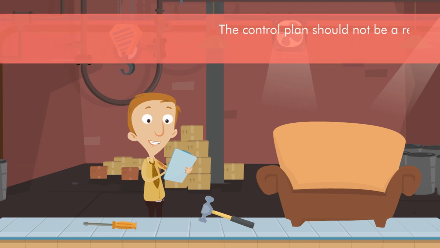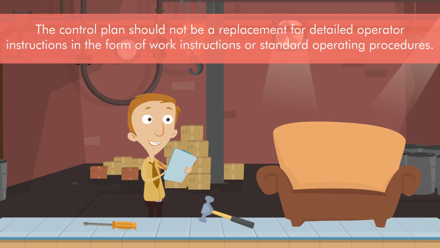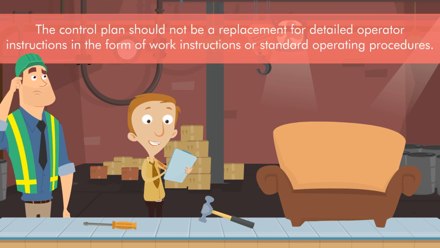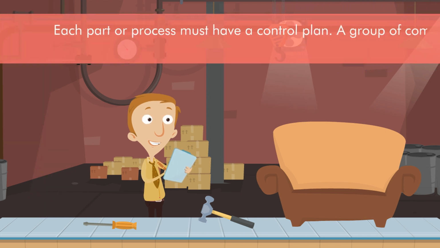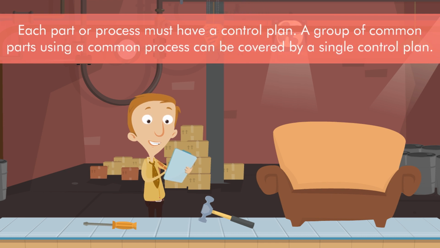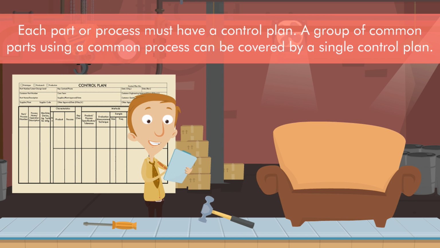The control plan should not be a replacement for detailed operator instructions in the form of work instructions or standard operating procedures. Each part or process must have a control plan. A group of common parts using a common process can be covered by a single control plan.